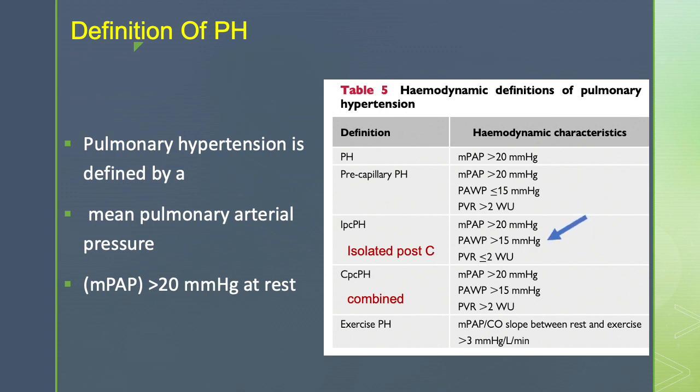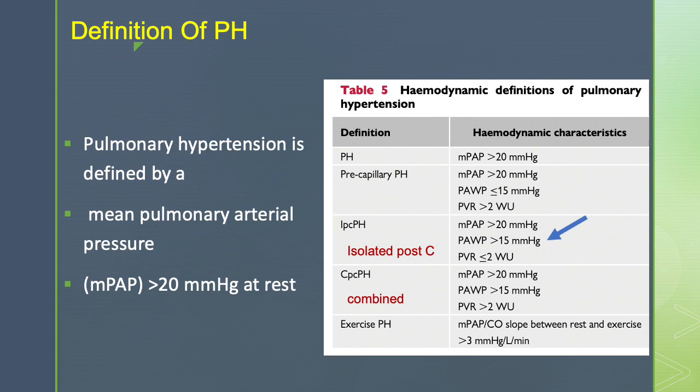And now this is a very simple definition, just look into it closely. You need a mean pulmonary artery pressure of more than 20 to define PH. When you talk about pre-capillary, and what it means we'll discuss in the next slide, along with the mean PAP raised, you should have a raised pulmonary vascular resistance but a normal pulmonary artery wedge pressure, which is less than 15. So just the mean pulmonary artery pressure is raised and the vascular resistance is increased.